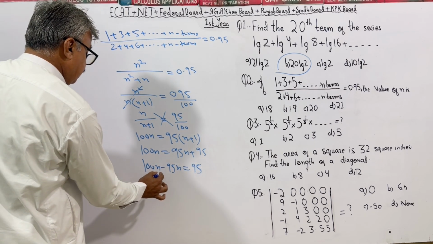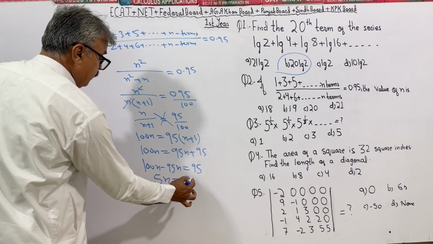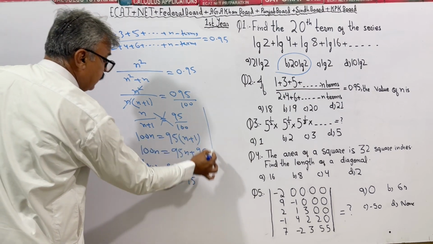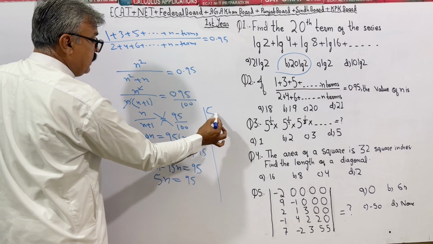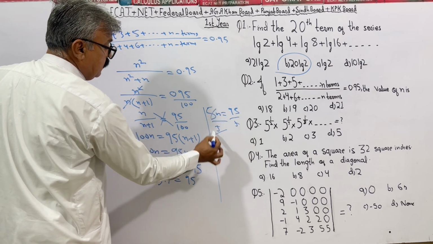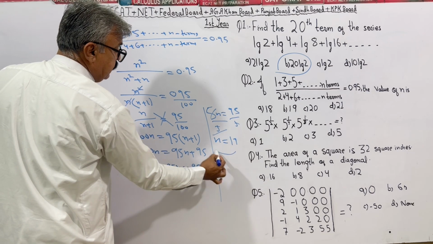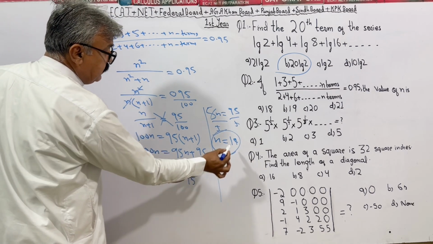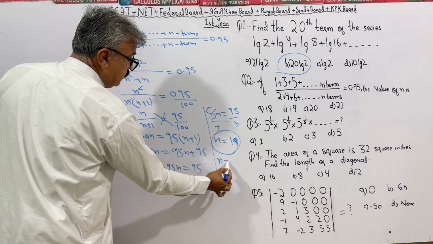100 minus 95 minus 5n is equal to 95. Dividing by 5, solving for n, we have 5n is equal to 95 divided by 5. We have n is equal to 19.